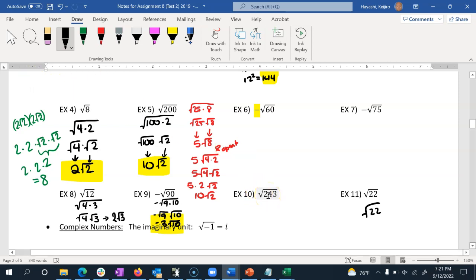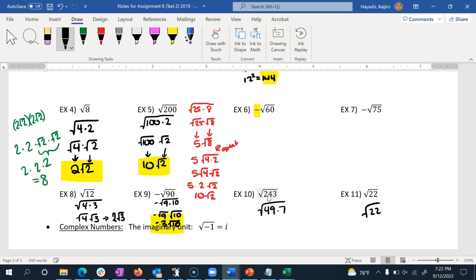Actually, number 10 can be written as 49 times 7. No, that's not right. It is, holy crap, it is 81 times 3. Yeah, I was thinking of 343, which is something else. But yeah, square root of 81 times the square root of 3, so 9 square roots of 3.